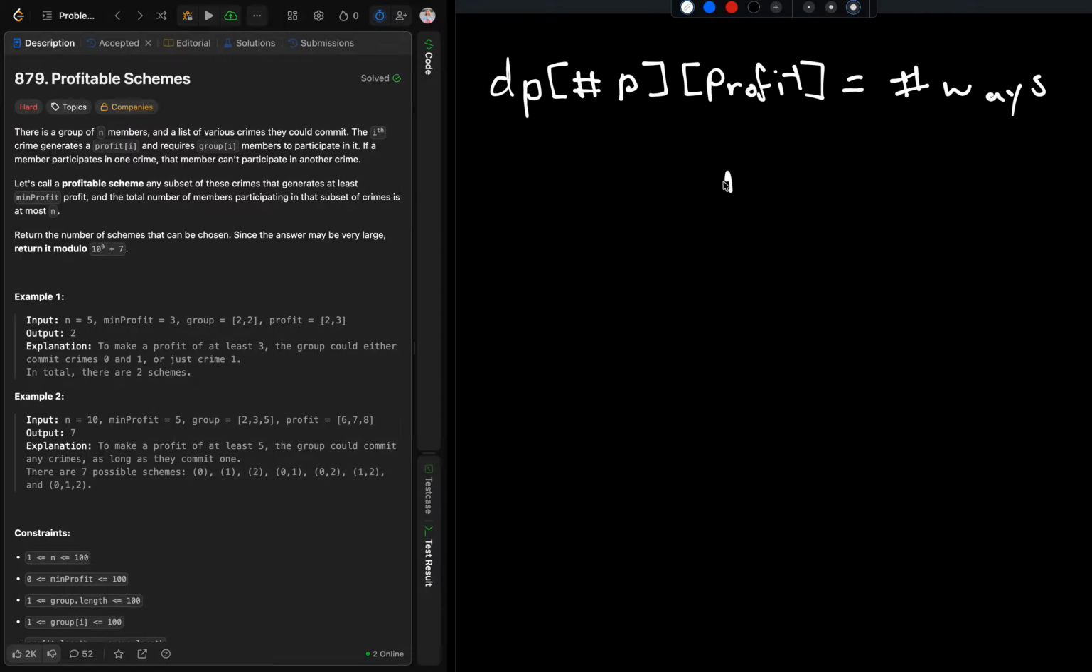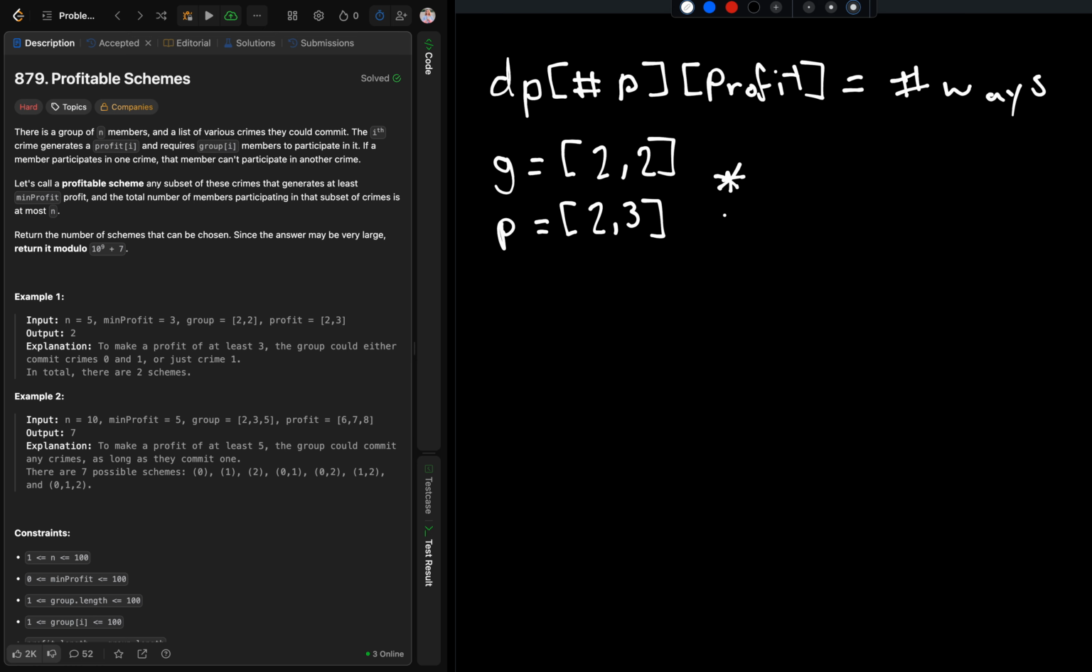If we were to do it from a top-down perspective, using DFS and memoization, you can look at it like, okay, we are at, so this is group, so it's 2 2, and we have profit 2 3.